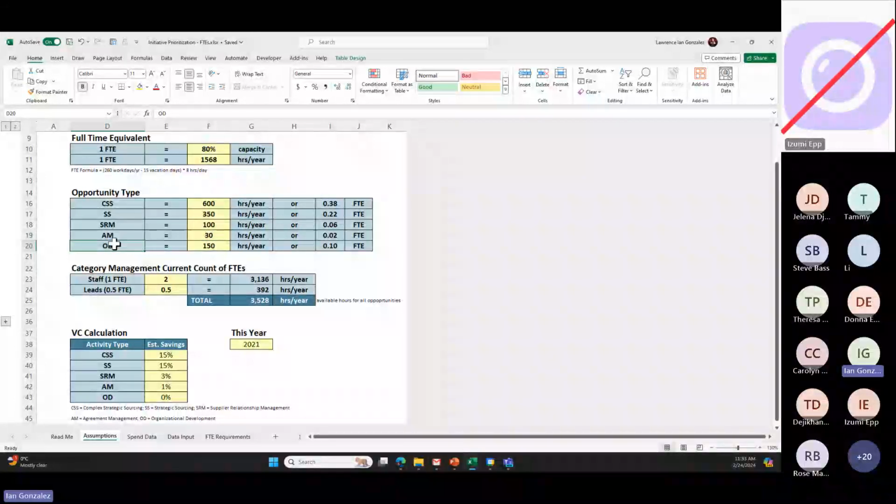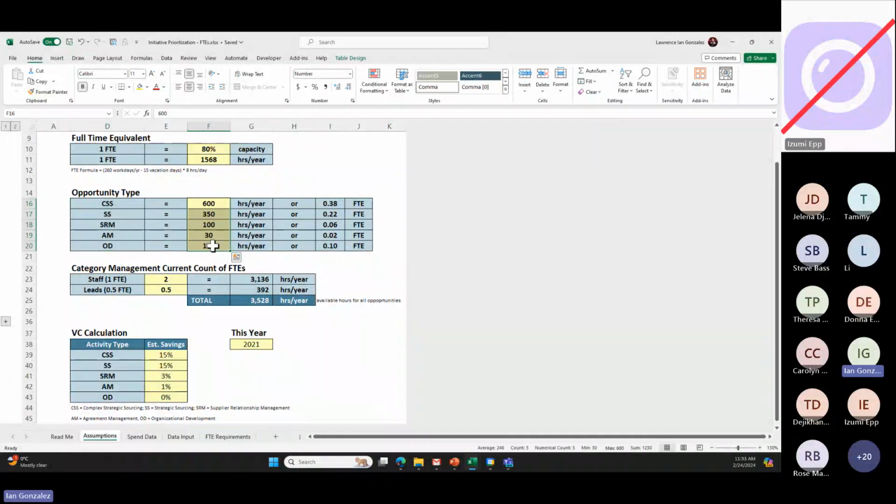OD is organizational development. Maybe you're doing something to train people. Essentially, these opportunity types should be what a person in a category management or strategic sourcing org does all year round. So as you can see, it's not all sourcing. There are some SRM activities, AM activities, and OD. So whatever it looks like for your team, enter those hours.